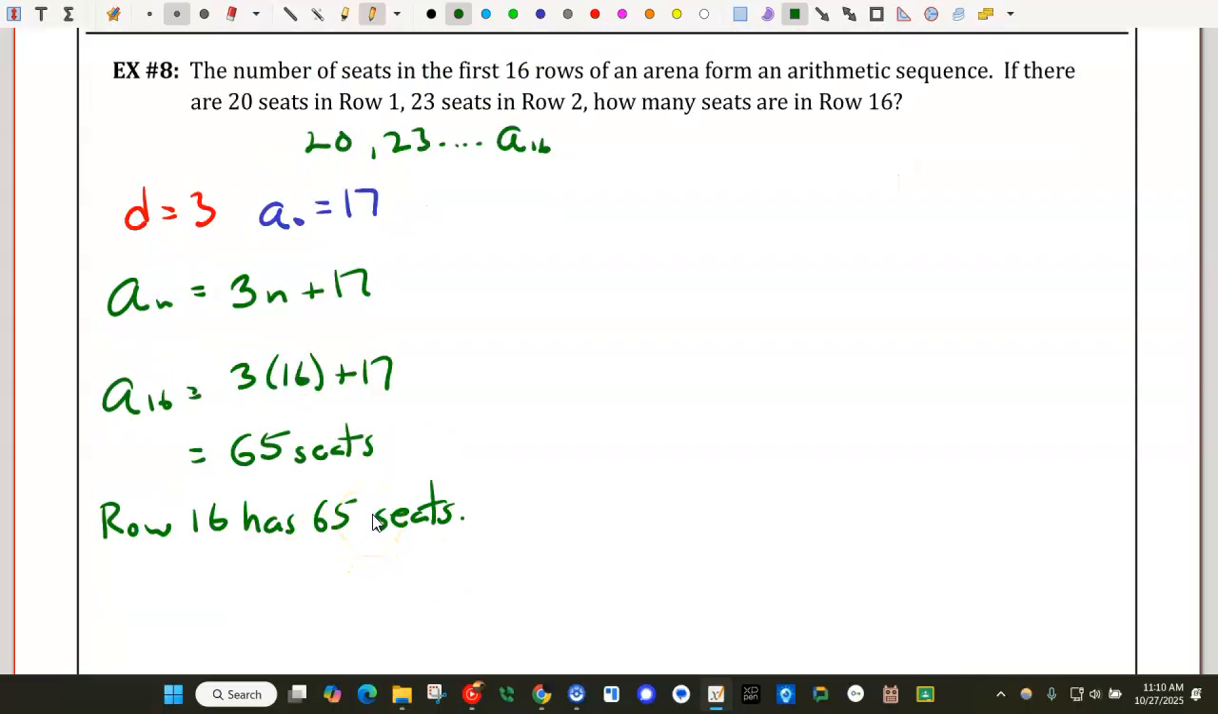Now there may be different versions of this. They may not give you what the first row is. They might give you what the 6th row is. So just know you can use the other version of the formula and solve it just as well. It's kind of like the point slope version, where it'd be like a sub 1 plus the difference, n minus 1. We could use this as well, where it doesn't have to be the first, it could be the 6th term, and we could do n minus 6 and whatever the 6th term is.